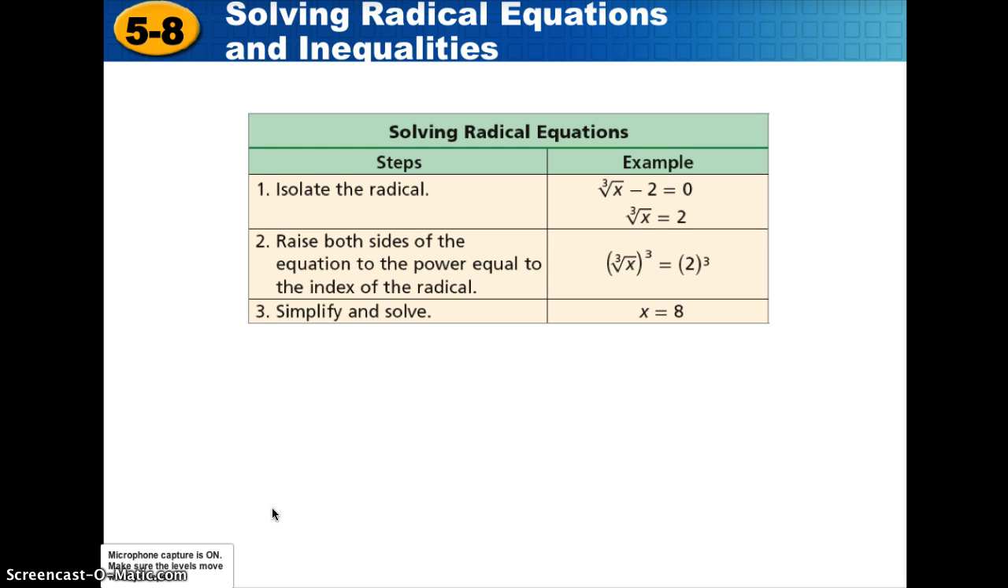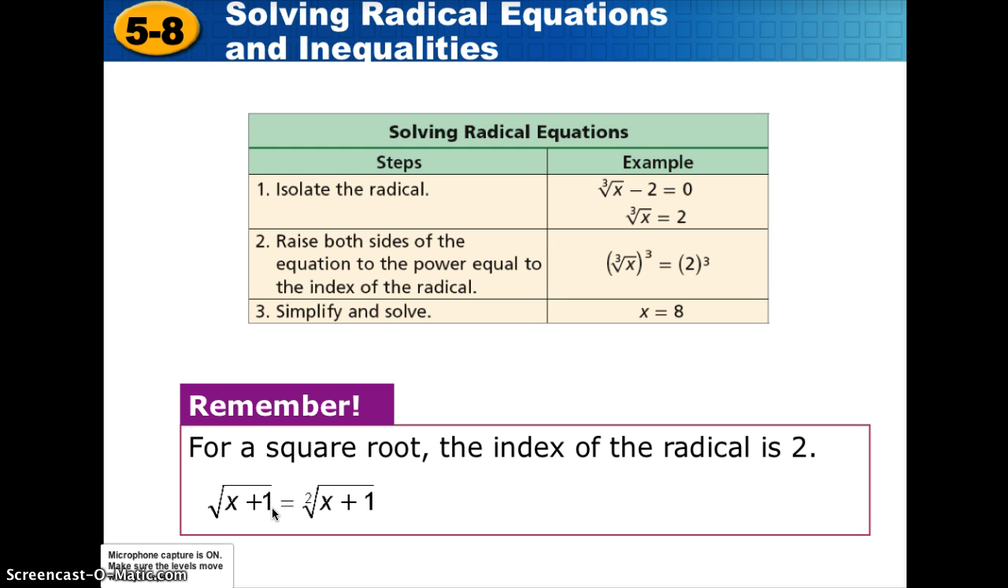So you can see the example on the screen. We have the cube root of x minus 2. We move the 2 over to the other side so that we've isolated the radical. Because it's a cube root, we're going to raise both sides to the third power, and that will mean the cube root and the cube will cancel each other out. We're going to be left with just x on the left-hand side. When we cube the right-hand side, we have 2 cubed is equal to 8. That solves our radical equation.